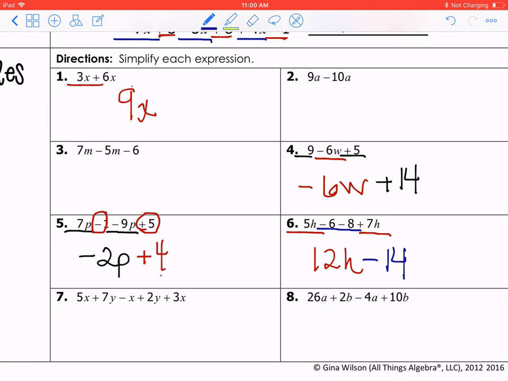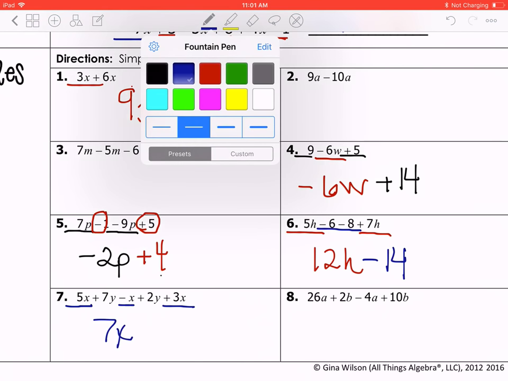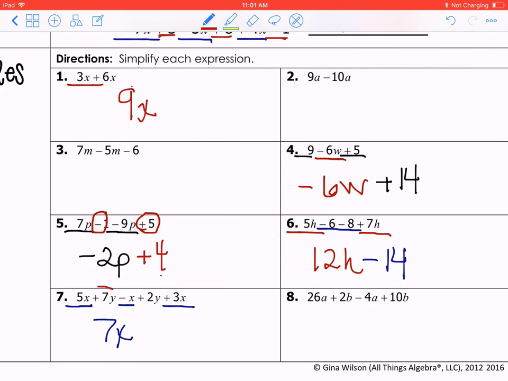All right. The two on the bottom are a little bit more difficult because they have x's and y's or a's and b's like number 8. So I'm going to go ahead and give a try to number 7. So I'm going to start with the first letter that comes in the alphabet, which is x. So I'm going to add up my x's. You have the 5x, you have a negative x, and a 3x. Go left to right. That's going to give you a 7x. And then you need to combine your y's, so your positive 7y plus your 2y, which is a positive 9y.